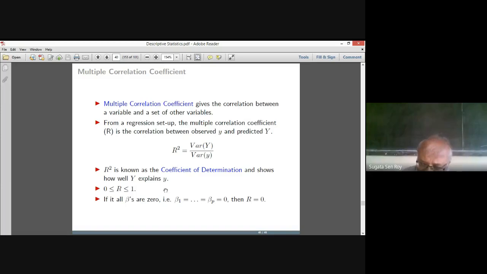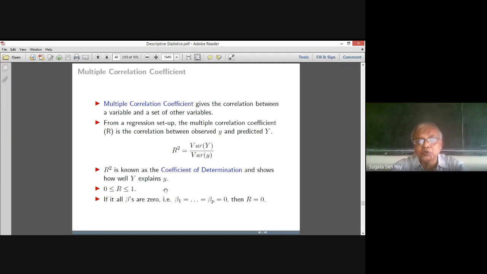Okay, it's because negative values give you the direction. So if it's inversely related, it means it's negative. If it is directly related, it means positive correlation. Okay. In this case, we don't have that because there are several variables on the right hand side.